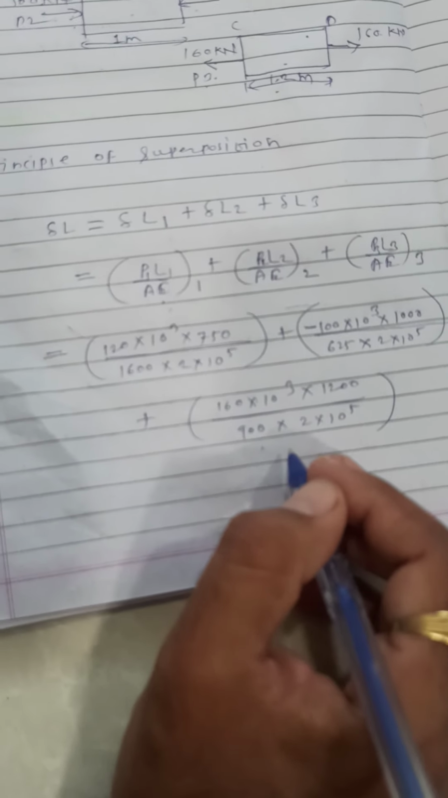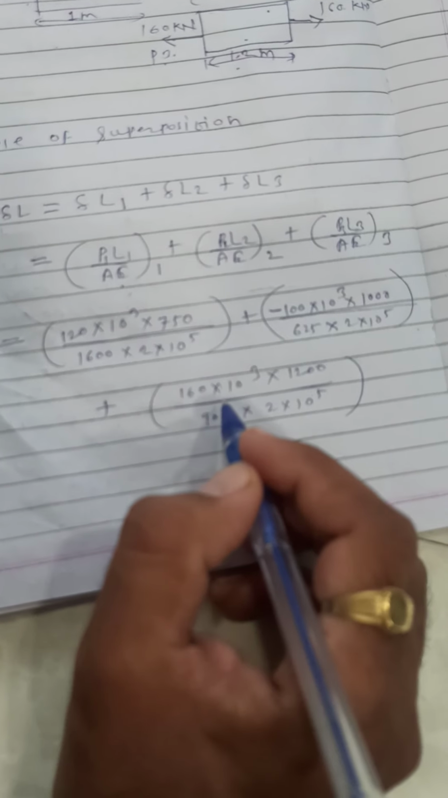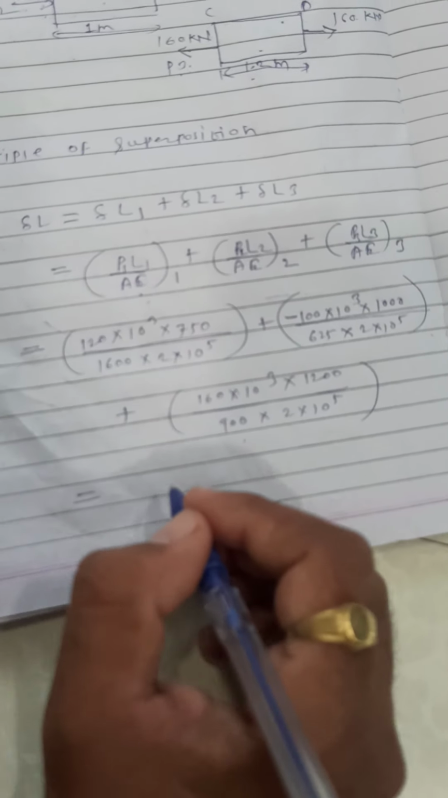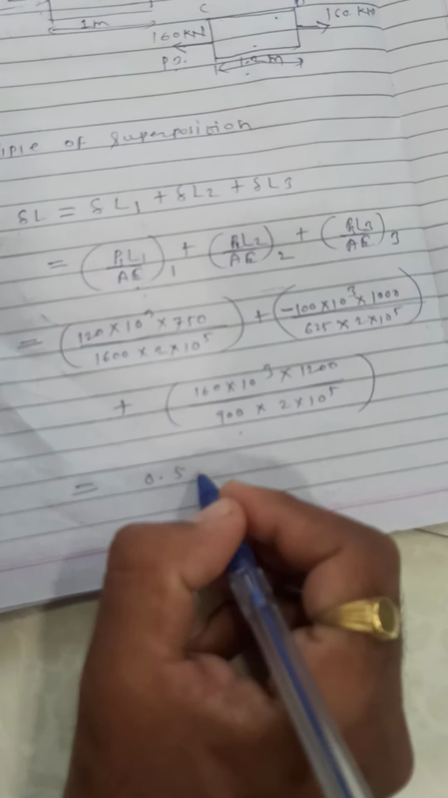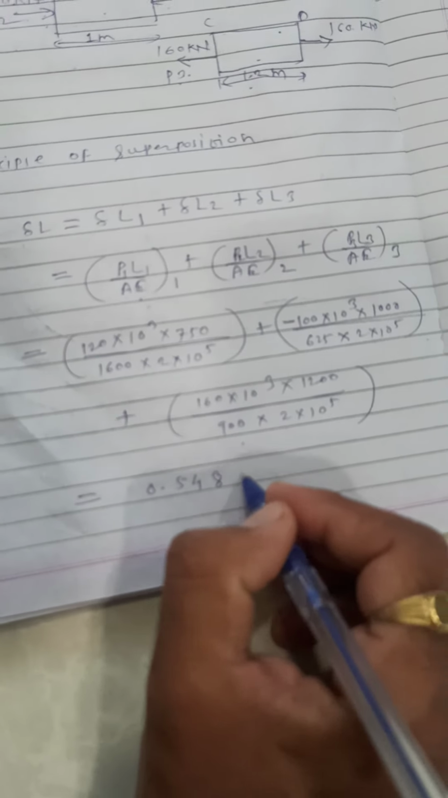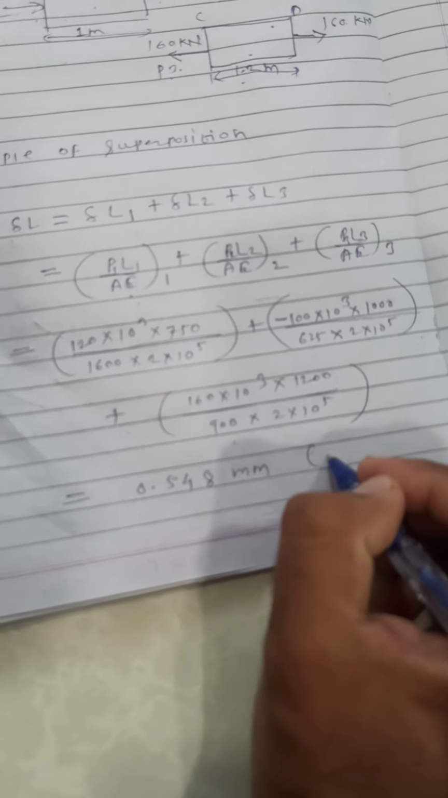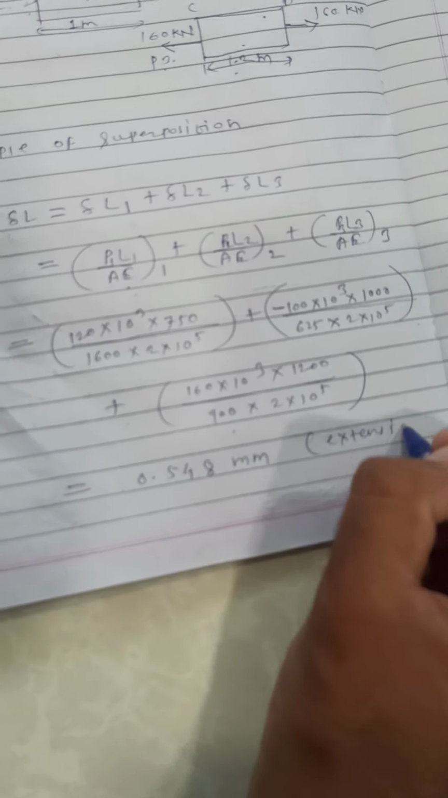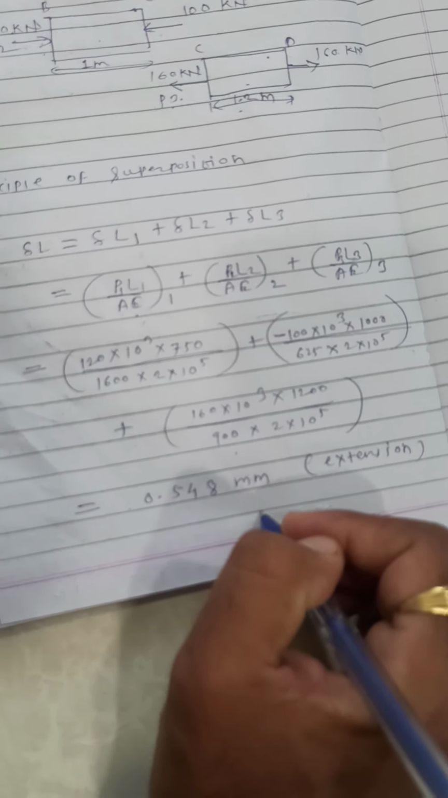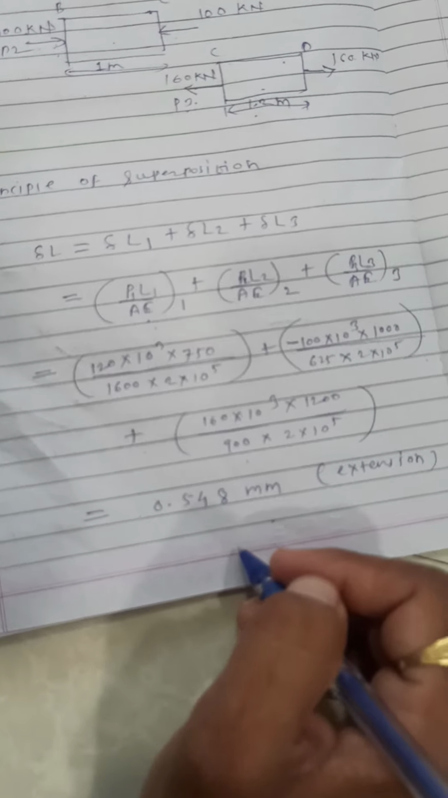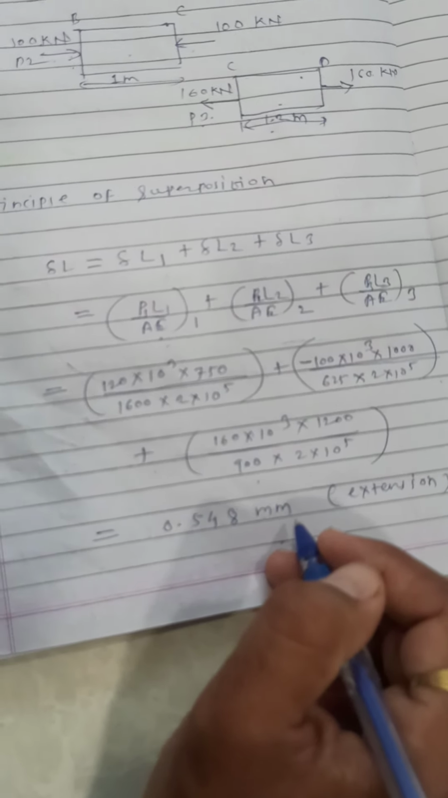After simplifying all the calculation in the calculator, we will get a final answer of 0.548 mm, with a plus sign. Okay, that means extension. This is the condition of extension. Okay, so very simple problem. I hope you got what I explained today. So thank you so much.